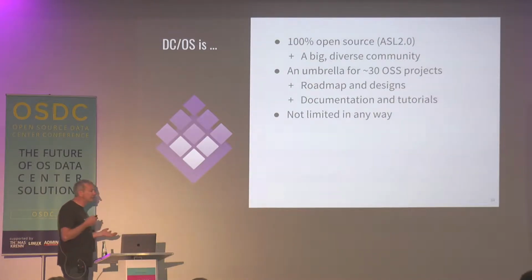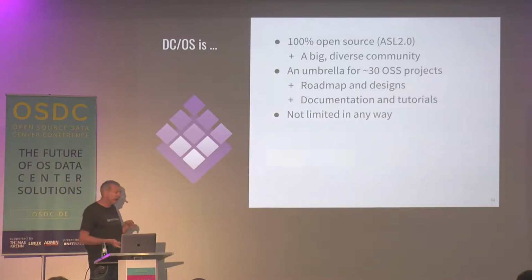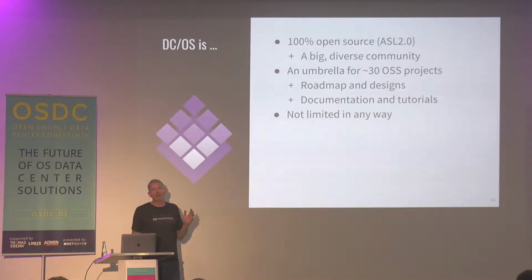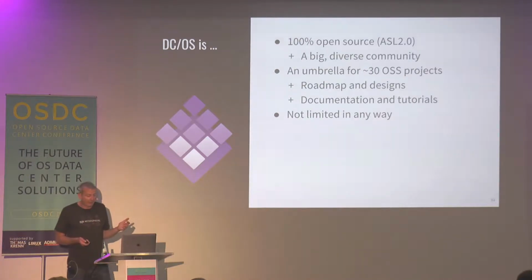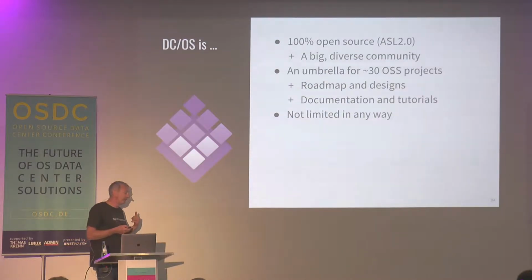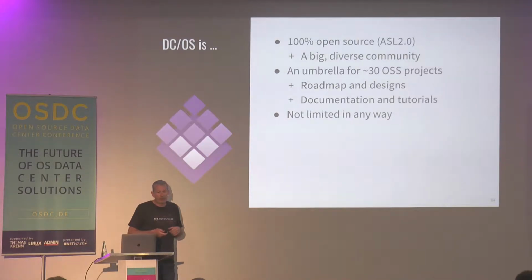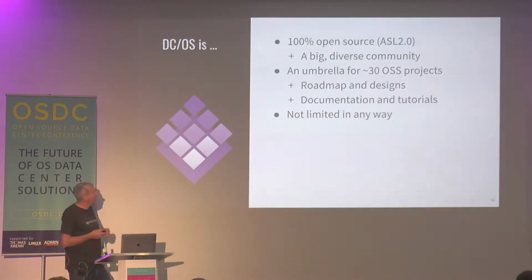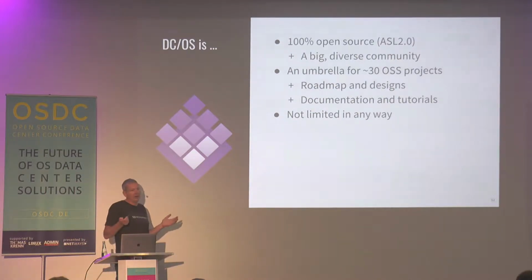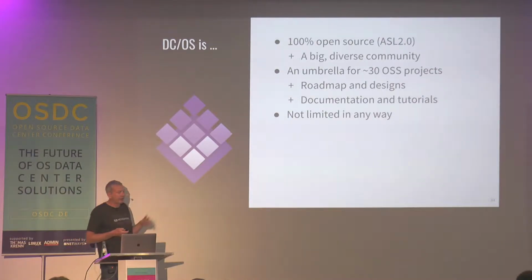So DCOS is an open source project. Mesosphere do have an enterprise version, which adds some stuff that enterprises tend to care about, like integration with enterprise auth systems and some additional security features, a deeper RBAC. But the open source project is fully functional. All the things are available for you to use there. It's not limited in any way. And it's basically an umbrella project for a whole bunch of other stuff, around 30 different open source projects.